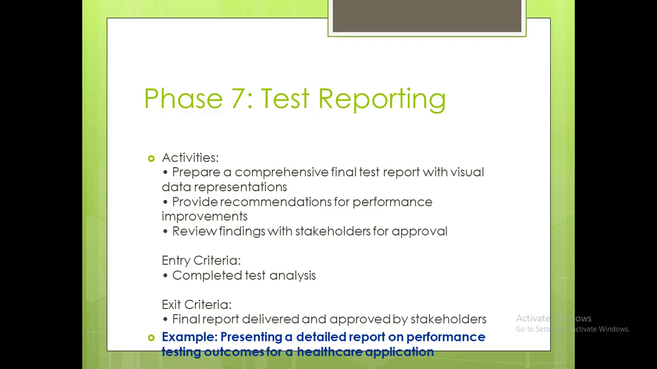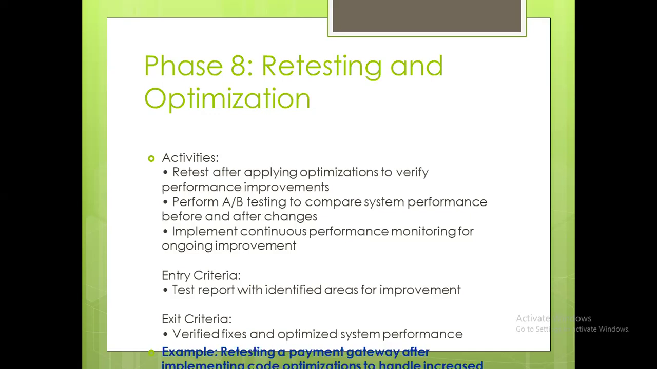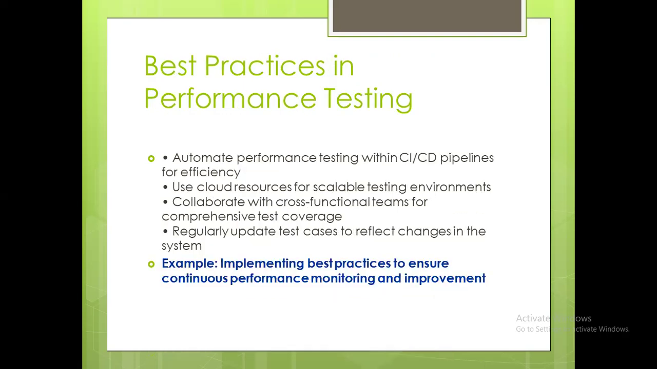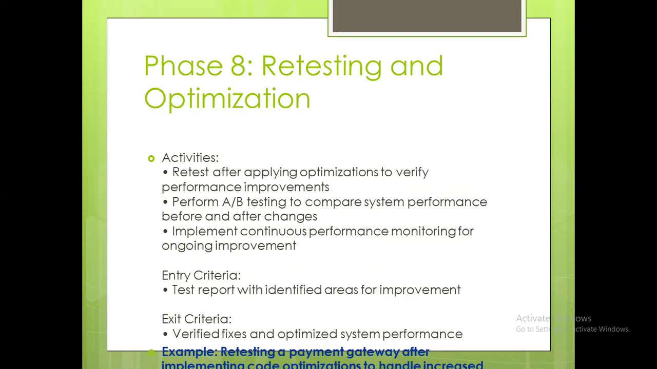We should prepare one Excel sheet; this I will explain to you again. We should prepare an Excel sheet, complete the whole process, and be able to send them the reporting properly. If they have done the optimization, then you can do retesting again. So these are the 8 phases in the performance testing life cycle.